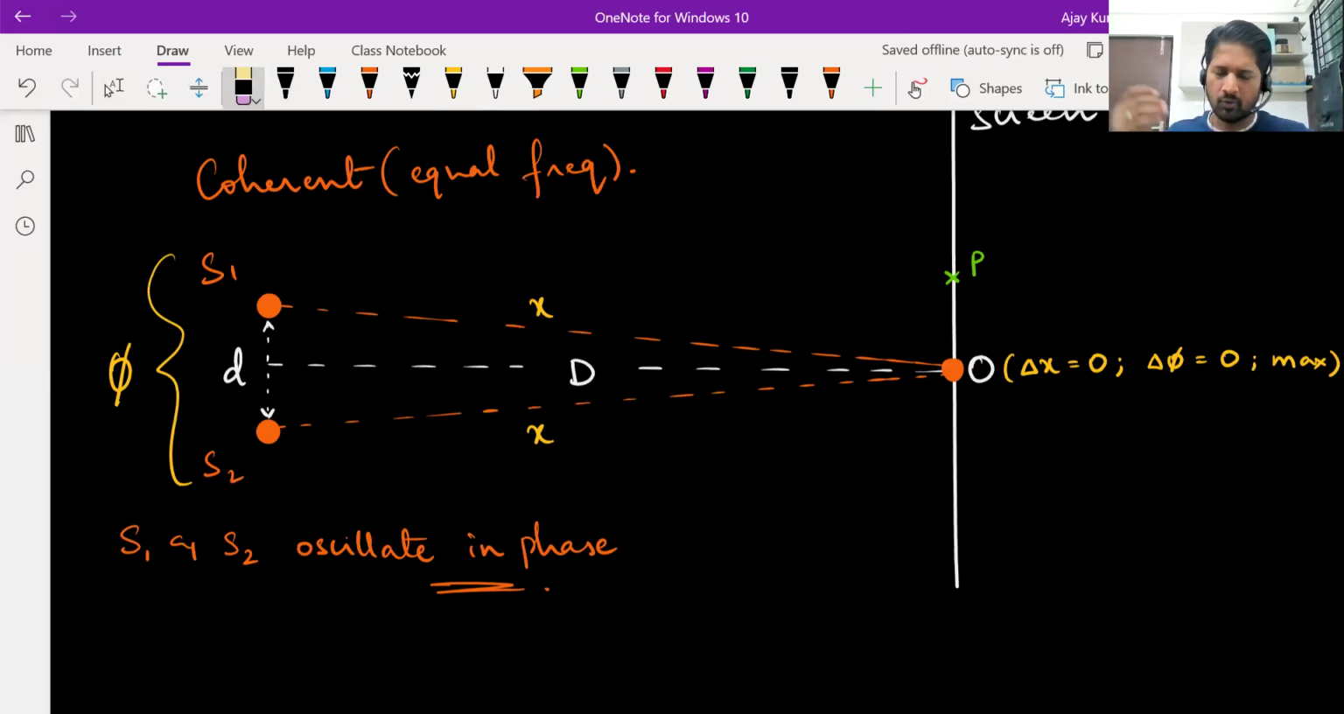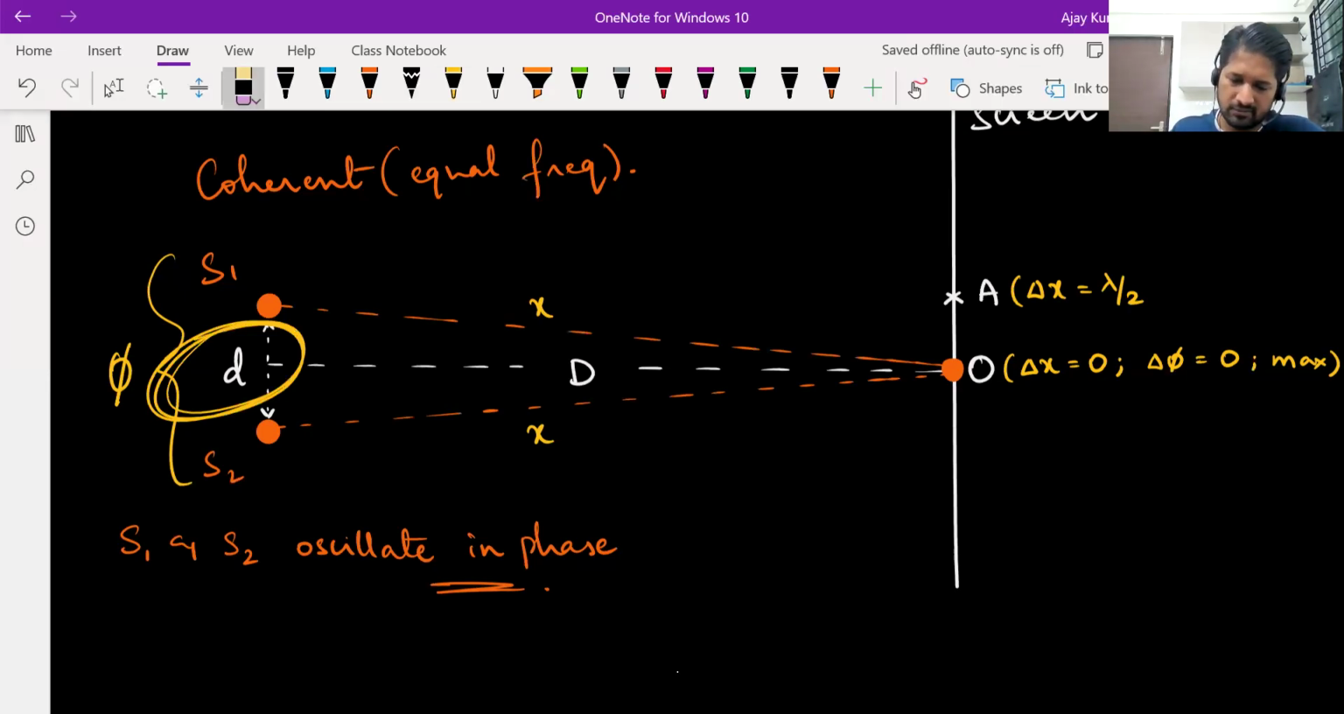So as you go away from the point O on the screen, the path difference increases. Then you will definitely come across one point, let's call it A, at which the waves arrive with a path difference of half wavelength. It's possible, no? As you keep going away from O, definitely the path difference at one point will become lambda by 2, provided the distance between the sources is greater than that, because maximum path difference you can have is the distance between the sources.